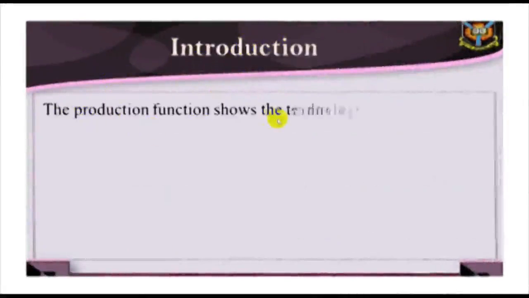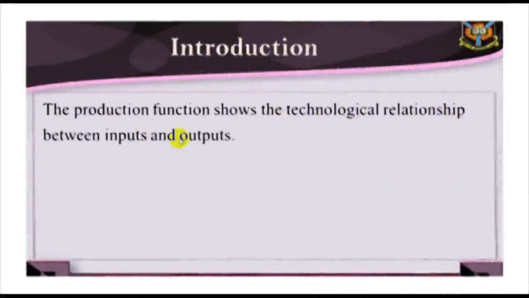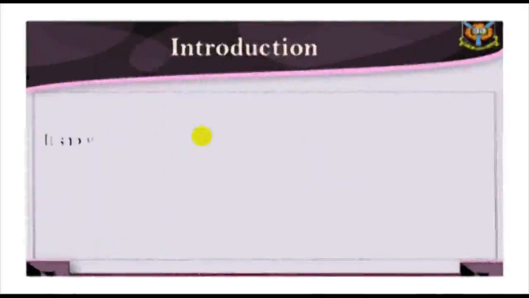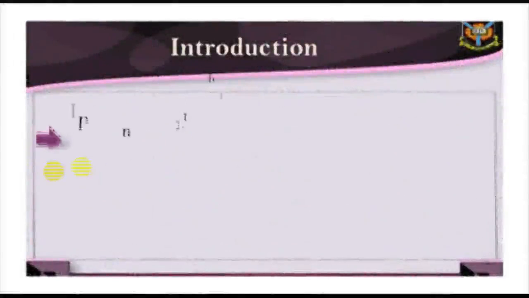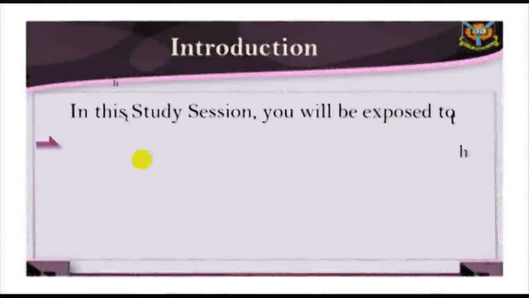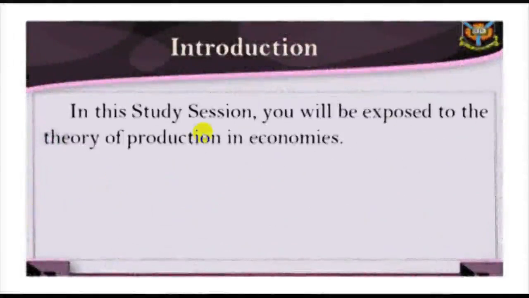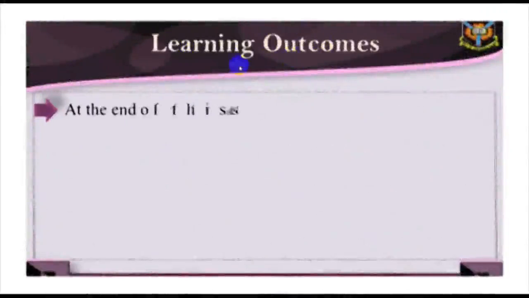Introduction. In the previous study session, we mentioned that one of the major functions of the firm is to turn inputs into outputs of commodities. The technological process of performing this important function is called the production function. In other words, the production function shows the technological relationship between inputs and outputs. It shows the maximum unit of output to be expected from a given input combination. In this study session, you'll be exposed to the theory of production in economics.